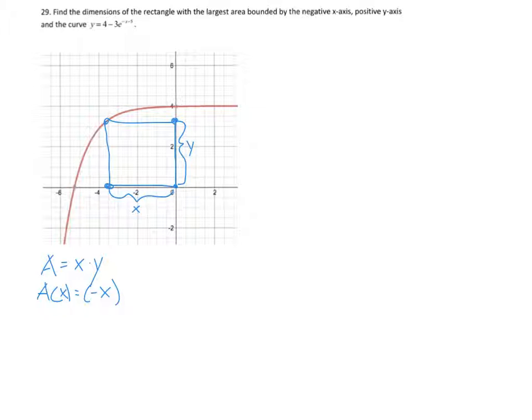And then the y values, I need an expression for y in terms of x. And remember this point on the graph, this xy pair, I can express those y values in terms of the function. So it says y equals 4 minus 3e to the negative x minus 5. I can replace y with that expression. And I do that in my area equation. So instead of y, I use an expression for y in terms of x: 4 minus 3e to the negative x minus 5. And now I graph that in my graphing calculator.